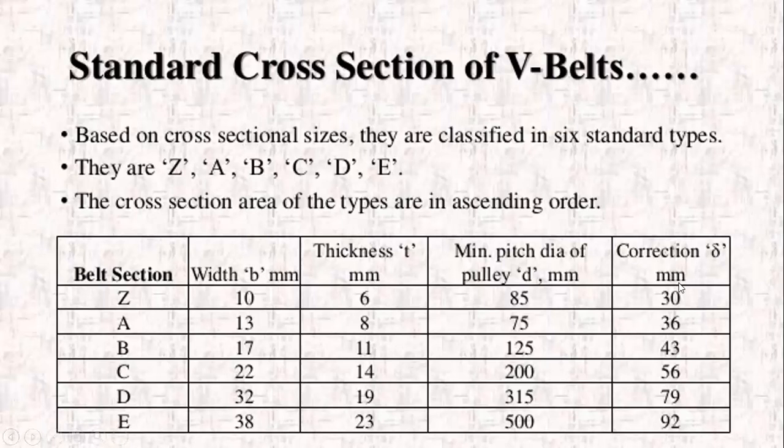Then you can see the next column. It is also from 30 mm to 92 mm.